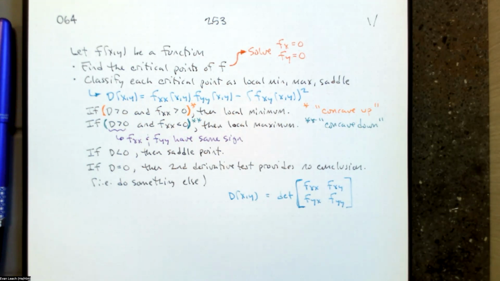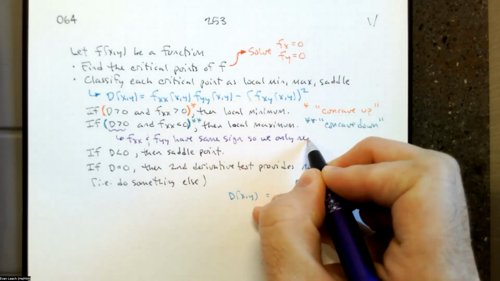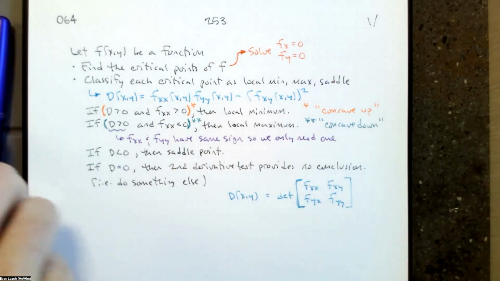We could have phrased this as: if D is positive and fyy is positive. Because they have the same sign, if D is positive, fxx and fyy must have the same sign. That's why we only need to check one of them, because they have to match. And second of all, we're looking at the fxx direction and the fyy direction and saying concave up in both directions. So they have the same sign, we only need to check one. That's why we only need one.